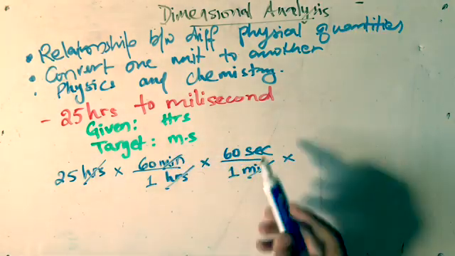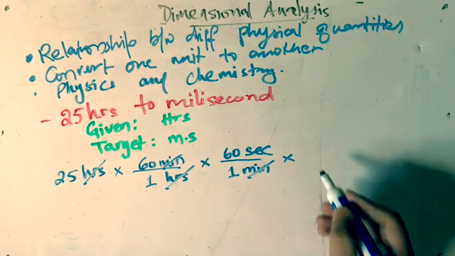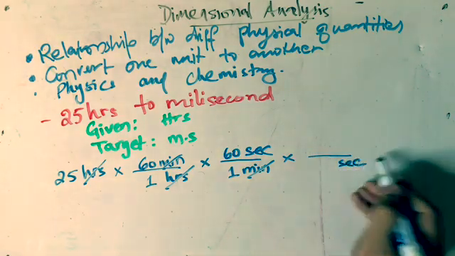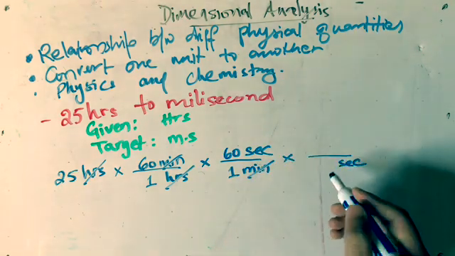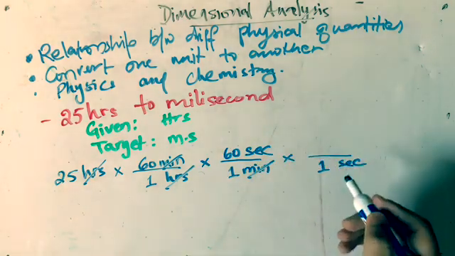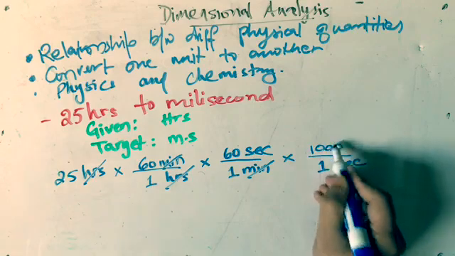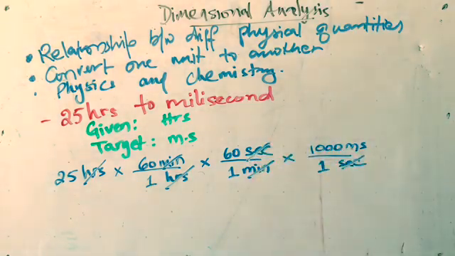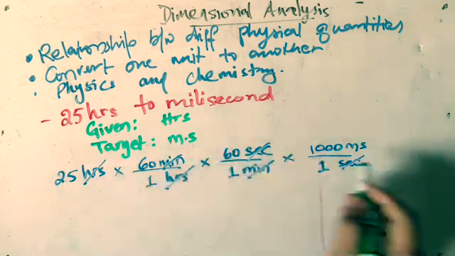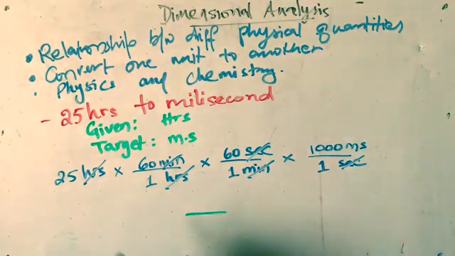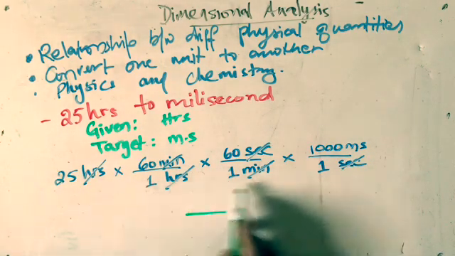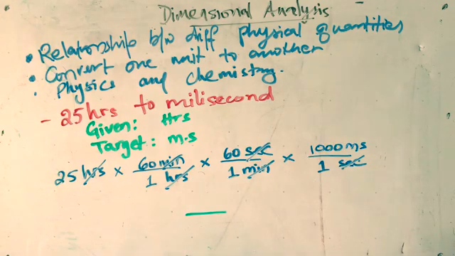Now the next step is to convert that second to millisecond. So you write second at the bottom so that you can cancel second and second. We know 1 second equals 1000 milliseconds, and then you cancel second and second. Now the next step is to multiply what's on the top, write that at the top, and multiply what's on the bottom, write that at the bottom, including units.